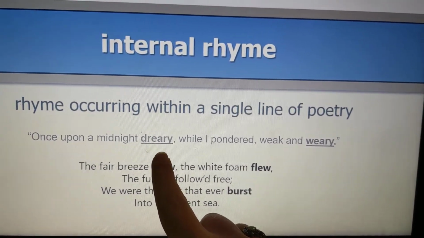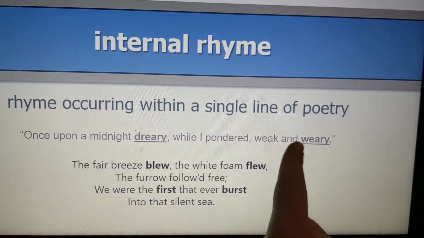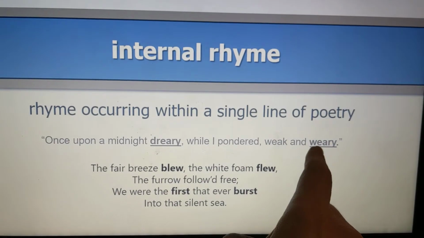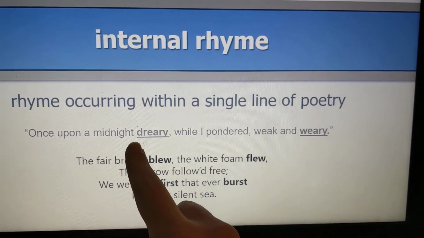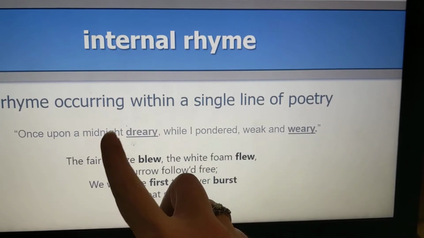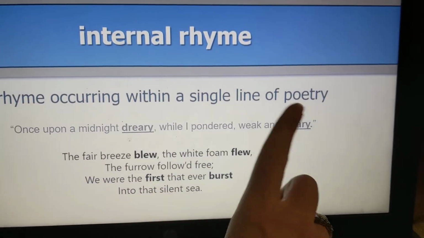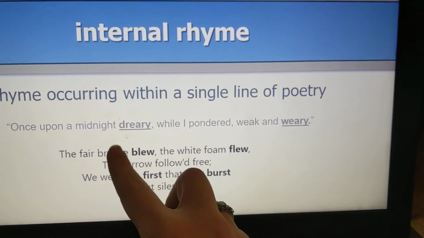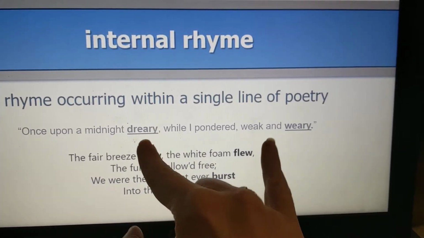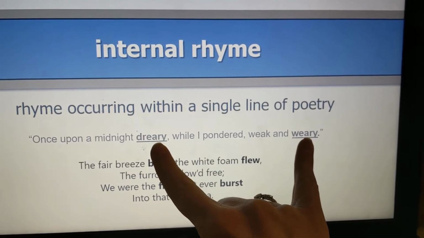So we have dreary and weary. Notice this is the same line. If you look this poem up online, these words would be in the same line of poetry. It'd be written just like this. So dreary and weary are in the same line of poetry. They have that same vowel sound, E. So those two are in perfect rhyme, but they're also internal rhyme.